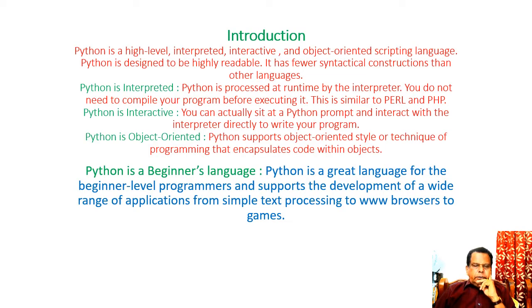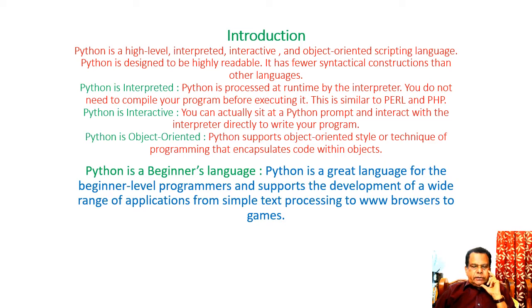Introduction. Python is a high-level, interpreted, interactive, and object-oriented scripting language. Python is designed to be highly readable. It has fewer syntactical constructions than other languages. Python is interpreted. Python is processed at runtime by the interpreter. You do not need to compile your program before executing it. This is similar to Perl and PHP.